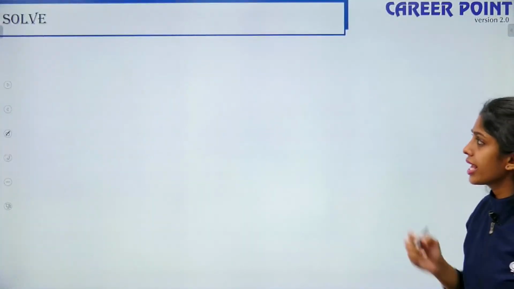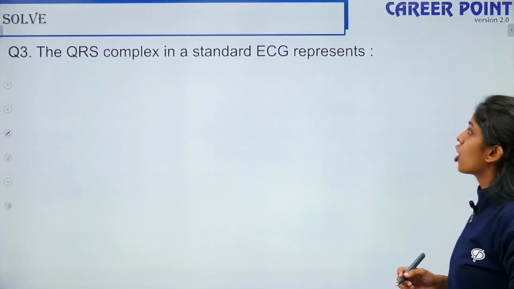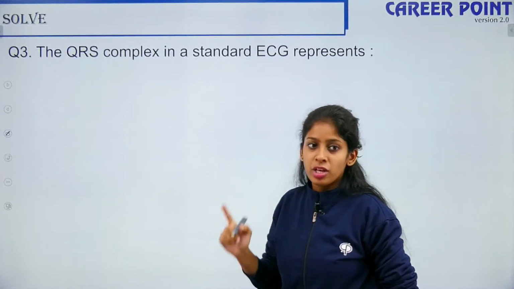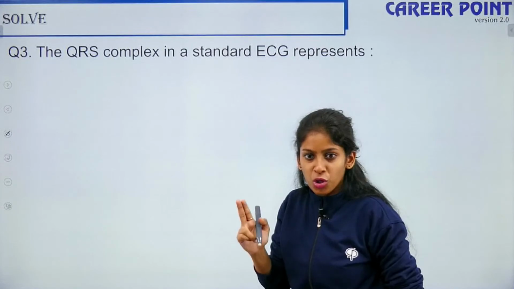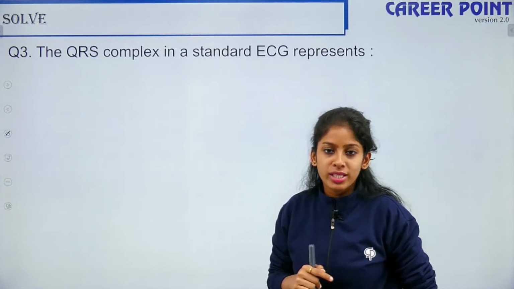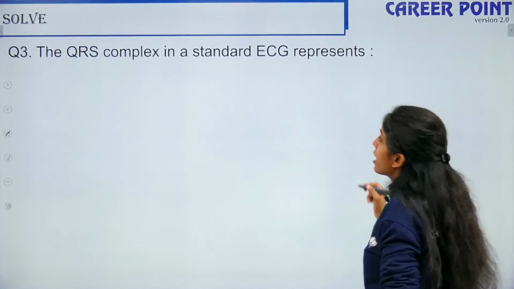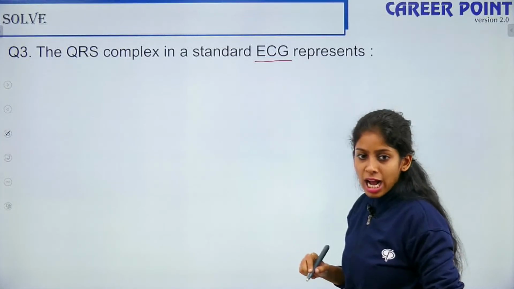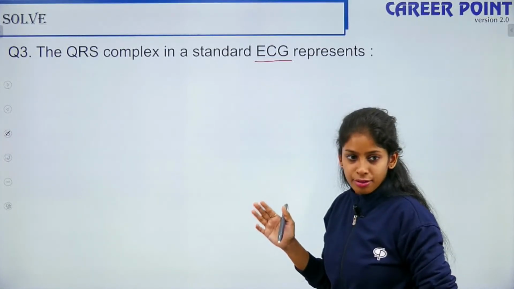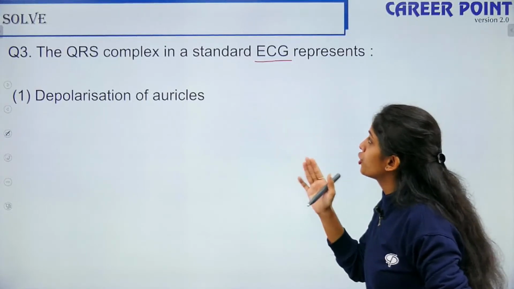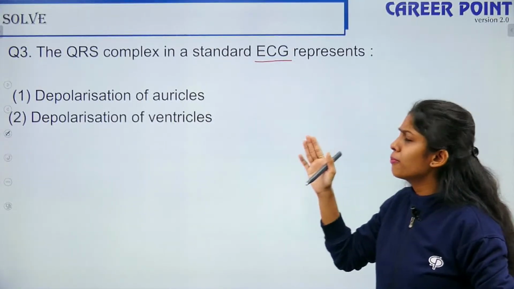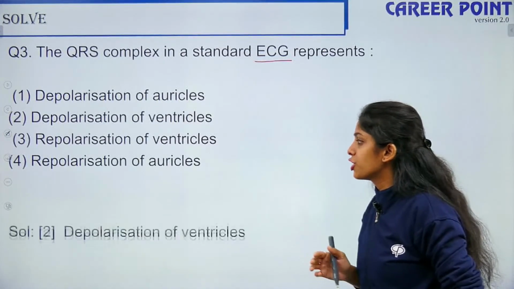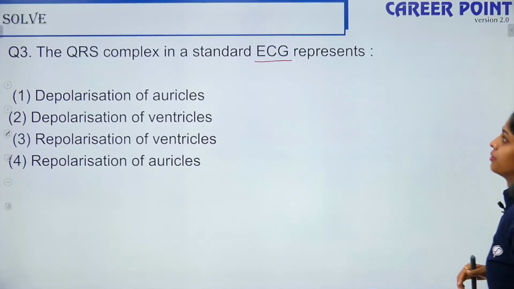Okay. Yes, question 3, the QRS complex in your standard ECG. So this is from body fluids and circulation. So breathing and exchange of gas, you had 2 questions, and now it is from body fluids and circulation. So the QRS complex in your standard ECG, so ECG is your electrocardiogram, which talks about your cardiac cycle, right? Okay, so depolarization of auricles, depolarization of ventricles, repolarization of ventricles, repolarization of auricles.